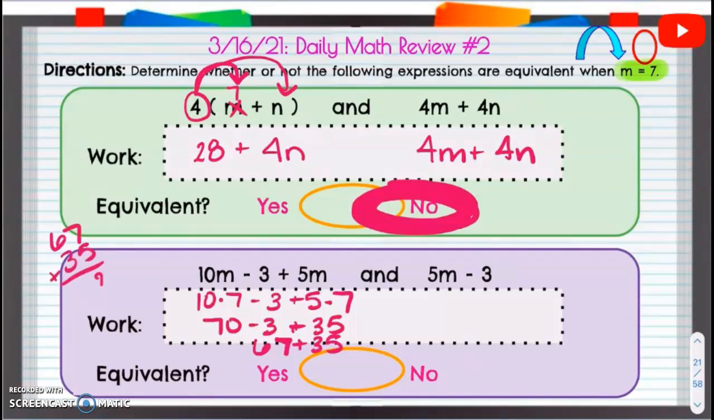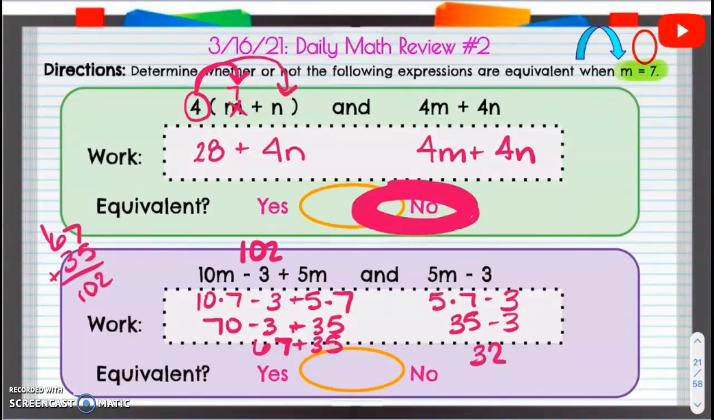7 plus 5 is going to be 12. 6, 7, 8, 9, 10. So 102. I'm going to put it above it. Now 5 times m, or 5 times 7, minus 3. 5 times 7 is 35, minus 3. You get 35 minus 3 is going to be 32.